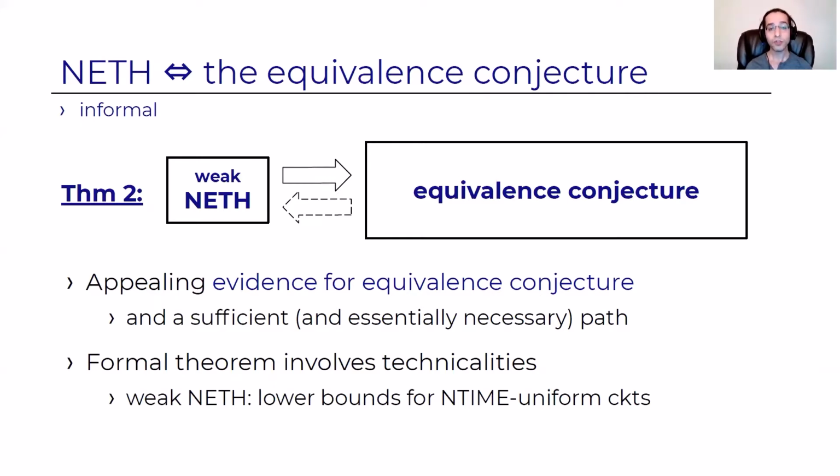And it also shows a sufficient and essentially necessary path to prove this. Now, while the formal theorem involves some technicalities that I don't want to go into, let me just mention that this weak version of NETH involves lower bounds for n-time uniform circuits, which is a seemingly weak subclass of NP cap co-NP.